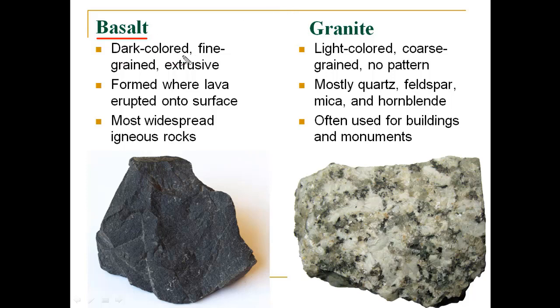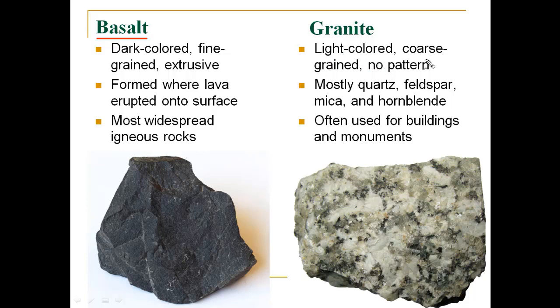They're dark in color, they're fine grained, and they're extrusive in nature. As you can see, this rock, basalt, the grains are fine. It is formed when lava erupts onto the surface and solidifies in contact with the atmospheric air. It is the most widespread igneous rock on the earth's surface.